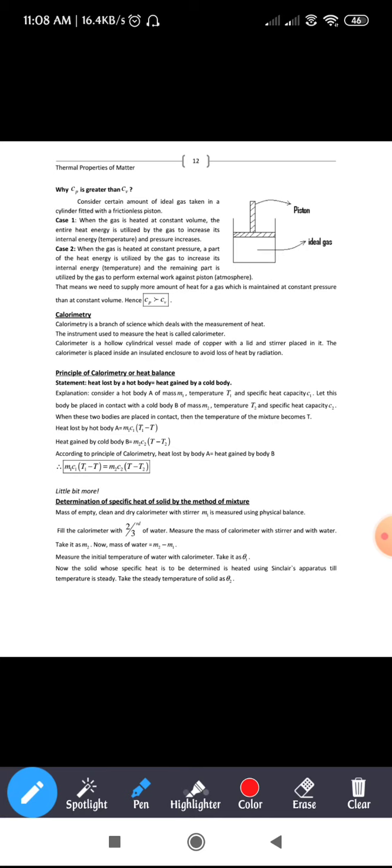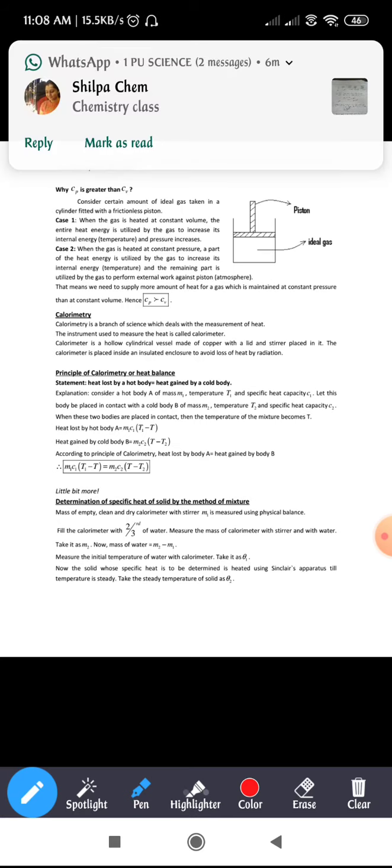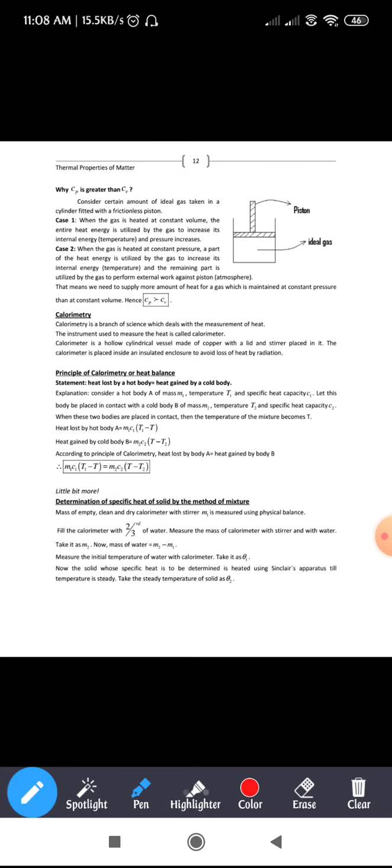So according to the principle of calorimetry, you can express that statement in terms of mathematics. That is nothing but m1c1 into t1 minus t is equal to m2c2 into t minus t2. So this is regarding the calorimeter, right?